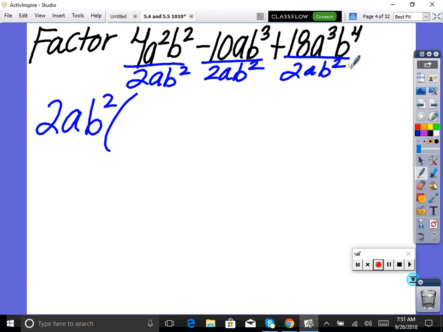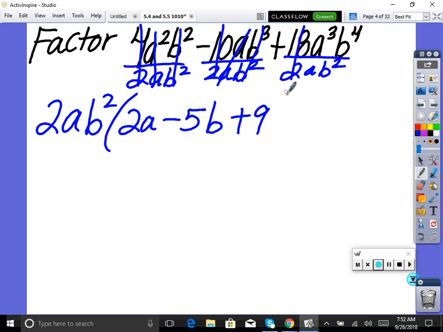So let's go ahead and do this. 2a, and then the b's are gone. Minus 5. The a's are gone. B is left, right? Positive 18 divided by positive 2 is positive 9. A cubed and a become a squared. B to the 4th and b squared become b squared.